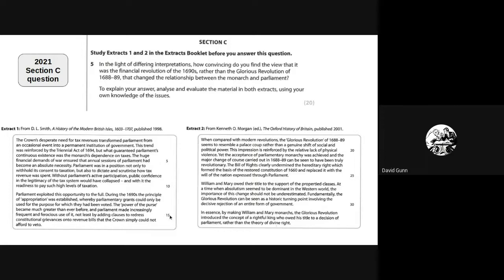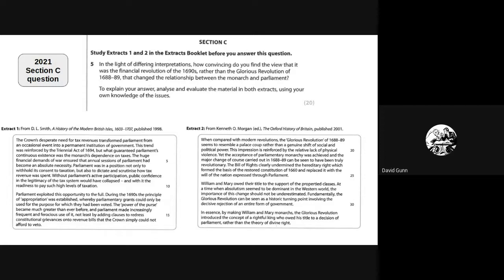And if we look at line number 13, the second paragraph, 13, 14, 15, I think it's really summarized well here. So Smith says, the power of the purse became much greater than ever before, and Parliament made increasingly frequent and ferocious use of it. So I think that's really important, that the power of the purse is now in the hands of Parliament. It shifts the power balance. And again, with topic five, with these interpretations questions, you can compare it back to the previous Stuart monarchs. Compare that to Charles I. Compare that to Charles II.